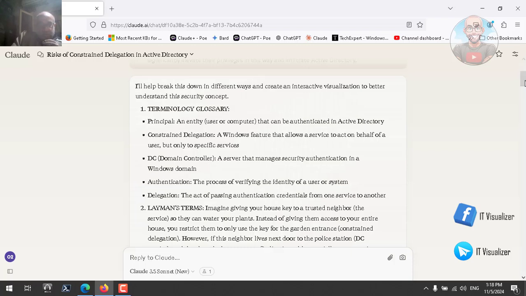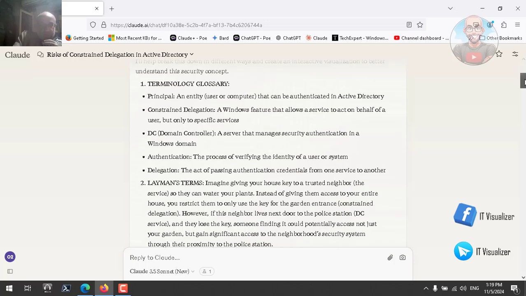Claude, he is talking about, first of all, explaining each part: principal, an entity, user, or computer that can be authenticated in Active Directory. Constrained delegation, a Windows feature that allows a service to act on behalf of a user but only to specific services. DC, a server that manages security authentication in a Windows domain. Authentication, the purpose of verifying the identity of a user or system. Very good. Delegation, the act of passing authentication credentials from one service to another.